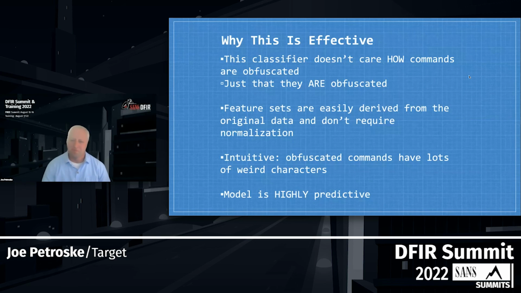And if you think about it, this is kind of intuitive, right? If your command is obfuscated, kind of like we saw before, you're going to see a lot of weird characters in it. And the more weird characters you see in something, the less it looks like a benign, normal, human readable command. So that's why this becomes a very predictive and useful model.